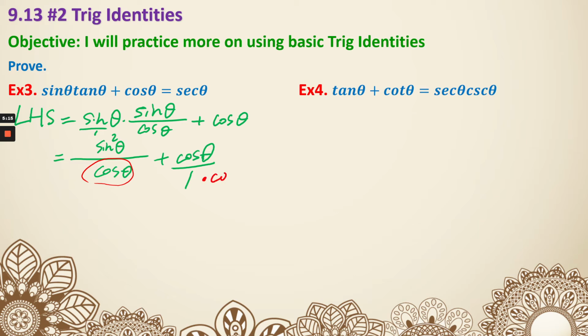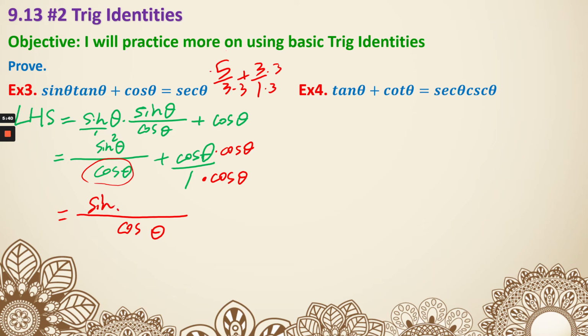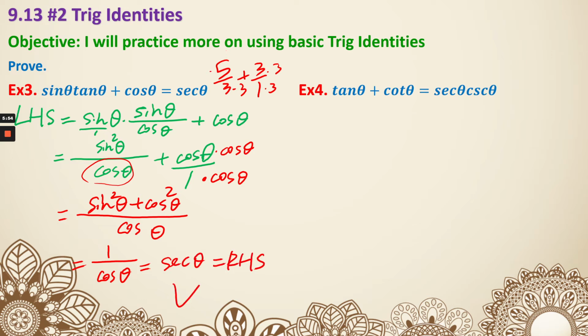So I need to change that by multiplying by a cosine on the top and on the bottom. And if you don't know, this is the same as if you have, say, 5 over 1 times 3, the top and bottom is the same idea. Now we have cosine theta as the common denominator. As for the top, I will have sine squared plus cosine squared. And you should note it, sine squared plus cosine squared is 1. So I have 1 over cosine. 1 over cosine is secant, which is my right-hand side. It means I got it right.